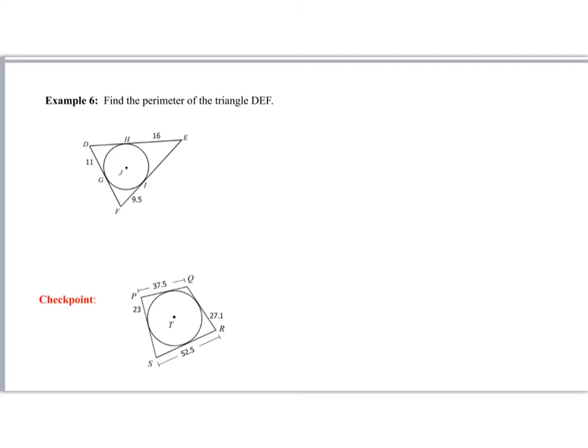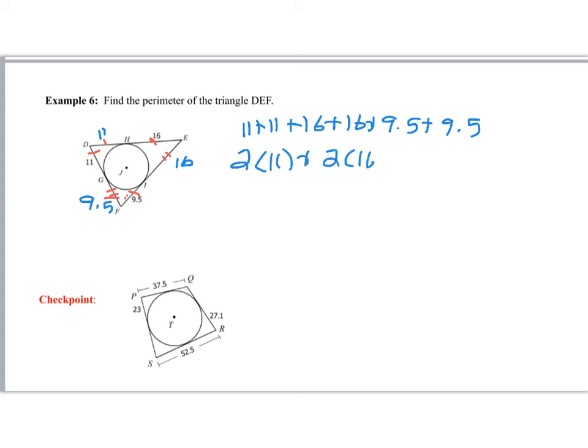Okay, so here what we're doing is we're looking for the perimeter. So one of the things we need to think about is these are all tangent, so they're all equal. So if that's true, I can go ahead and say this is 16. If that's 9.5, this is 9.5. So this is 11, so 11 plus 11 plus 16 plus 16 plus 9.5 plus 9.5, or 2 times 11 plus 2 times 16 plus 2 times 9.5 equals 73. The answer is 73.